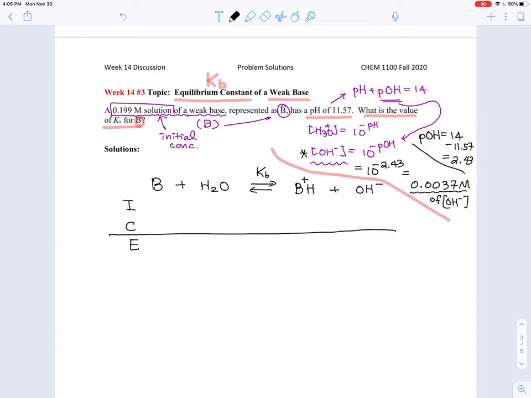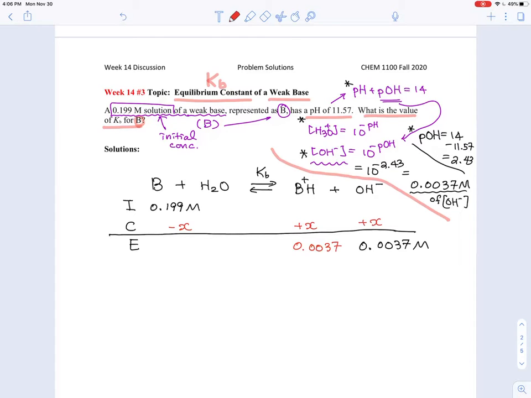In the beginning, the concentration was 0.199 molar. And then at equilibrium, the pH value is such and such, and we can calculate the OH minus concentration following this relationship. So therefore, the OH minus concentration is 0.0037. This is all the information, and then we can figure out the rest of the puzzle by filling in this ICE table. It's reasonable to assume that a small amount will be accepting the proton to become the conjugate acid, which is plus X and plus X. So therefore, the value of X is 0.0037.